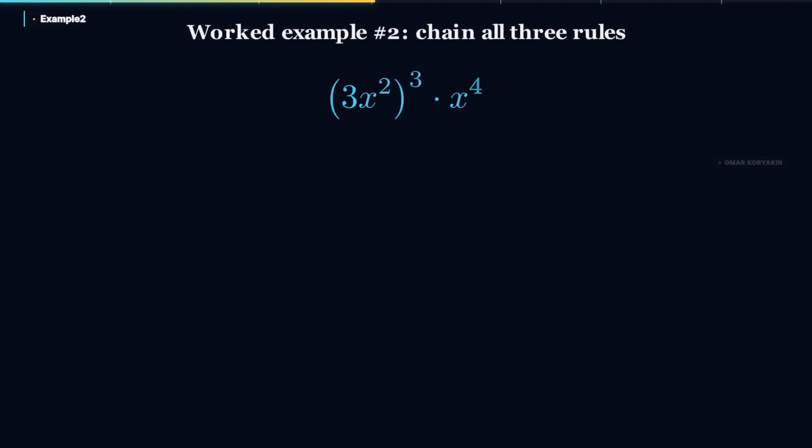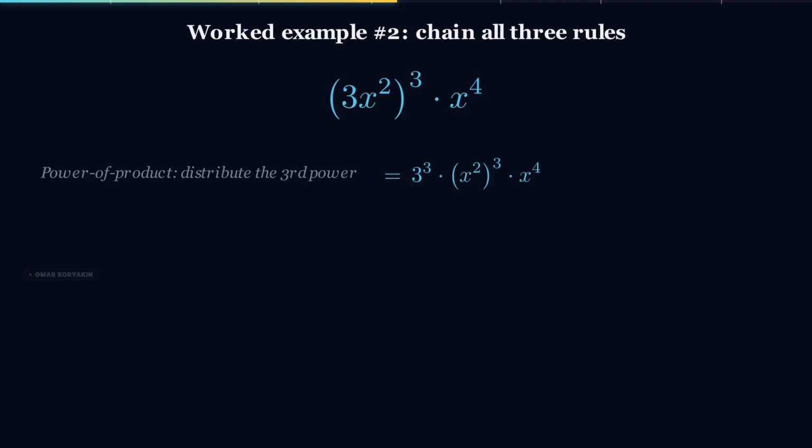Here is the second worked example, which uses all three multiplicative exponent rules in the same problem. The expression at the top reads open parenthesis 3x squared close parenthesis cubed times x to the fourth. We have a power of a product on the left sitting next to another power of x, and we have to combine all of it into a single clean expression.